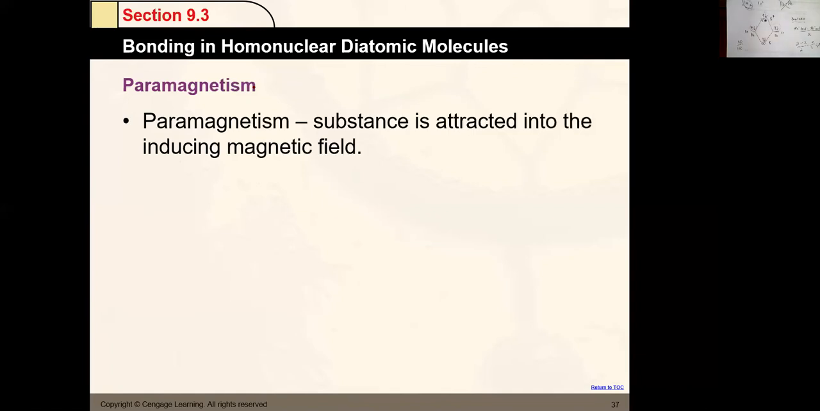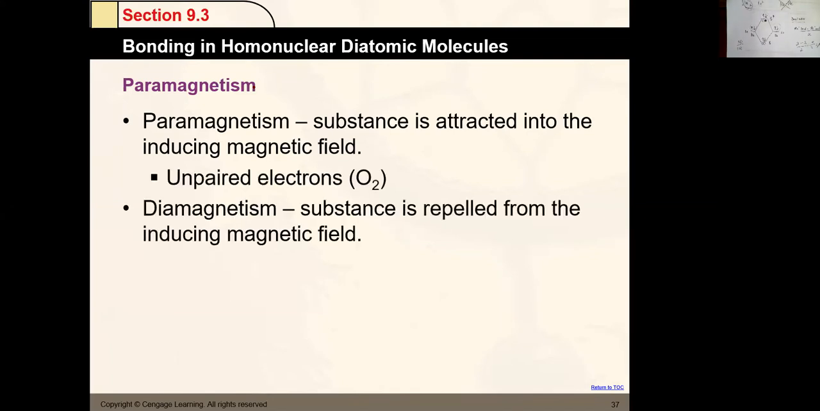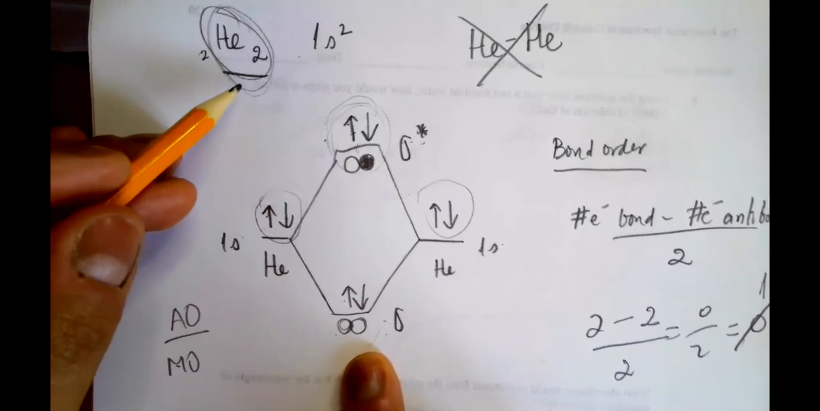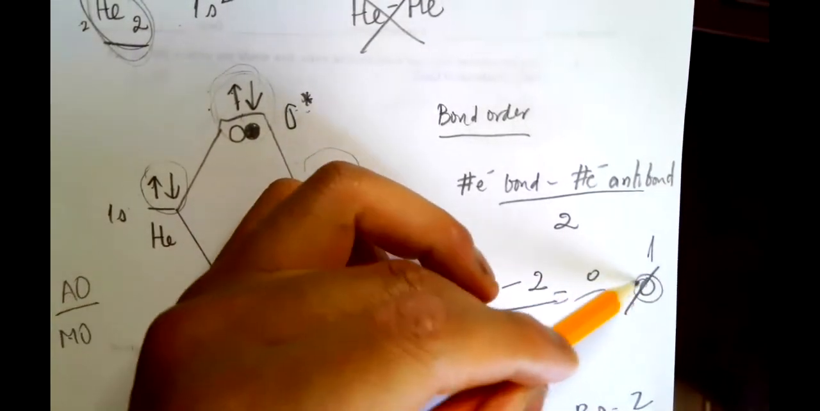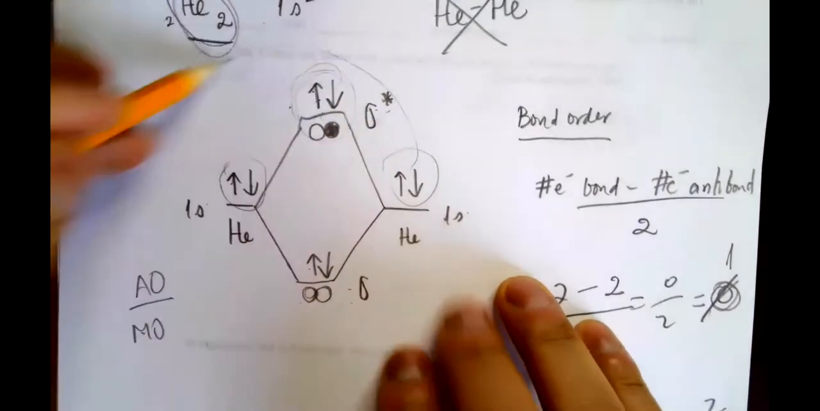Paramagnetism. What is paramagnetism and diamagnetism? Paramagnetism is a property in which a substance is attracted into the inducing magnetic field. So paramagnetic means that it responds to a magnetic field, and diamagnetic means that it does not respond to a magnetic field. For example, in my case, this He2 2+, I know that this helium doesn't exist, right? Because I had a bond order of 0. But let's say that it exists.